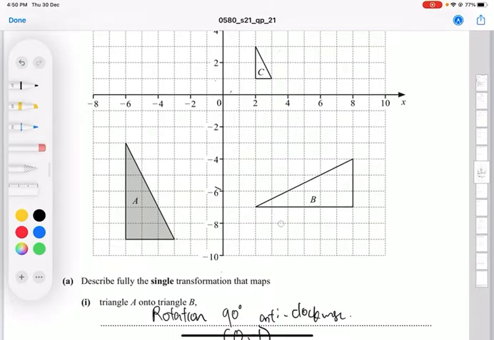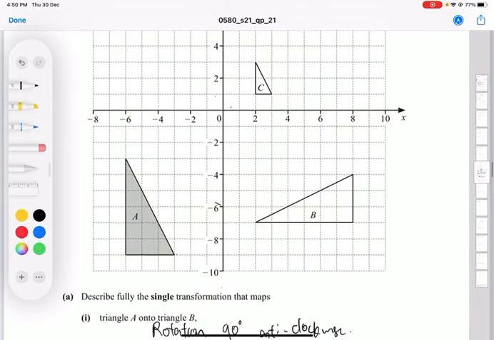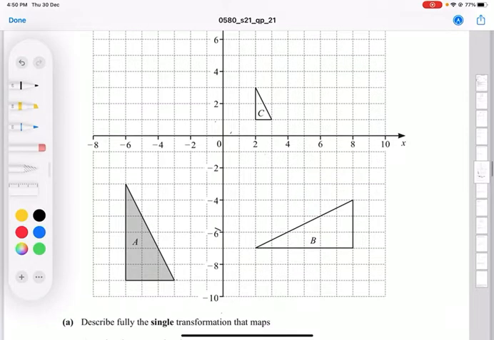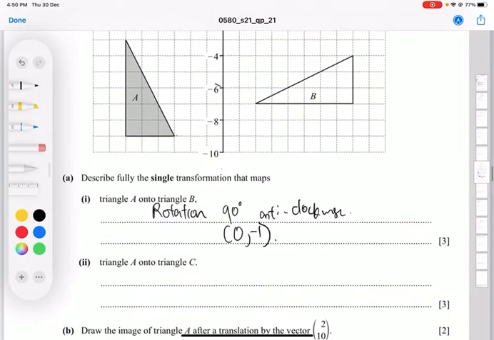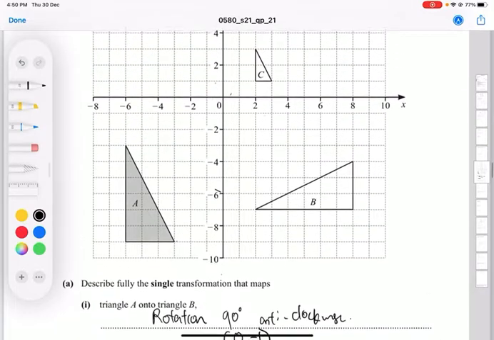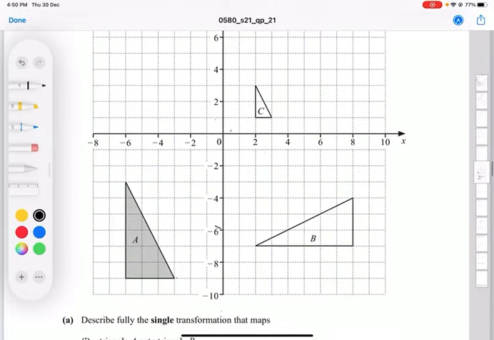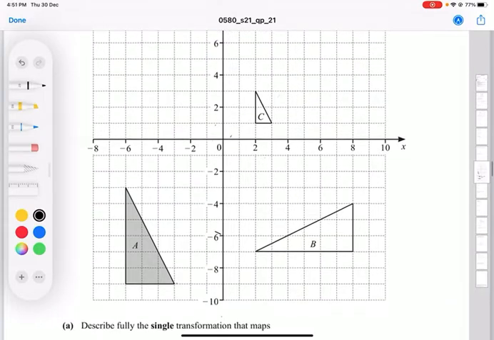When it reduces in size or increases in size, it's called enlargement. There's no other word for reduction of size. It's still called enlargement. So this is actually an enlargement. And you need to know the center of enlargement and the scale factor. So let's look first at the scale factor. We know it's going to be less than 1 because it's small. You can specify points, A, B, C.